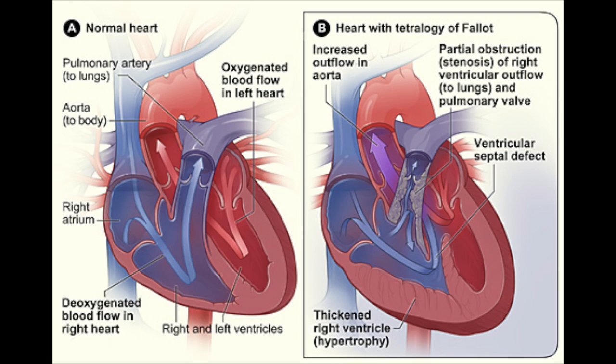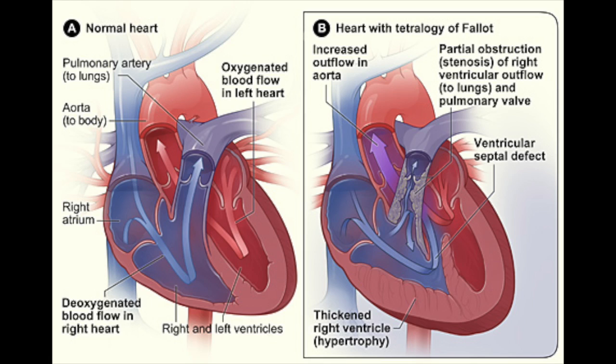The tetralogy of Fallot is a cyanotic congenital heart defect. It causes a bluish tint in the skin due to lack of oxygen. What it is, is a combination of pulmonary valve stenosis, a large ventricular septal defect, an overriding aorta, and right ventricular hypertrophy. An overriding aorta is when the aorta is located between the left and the right ventricles, right over the ventricular septal defect. This results in oxygen-poor blood from the right ventricle flowing directly into the aorta instead of the pulmonary artery.